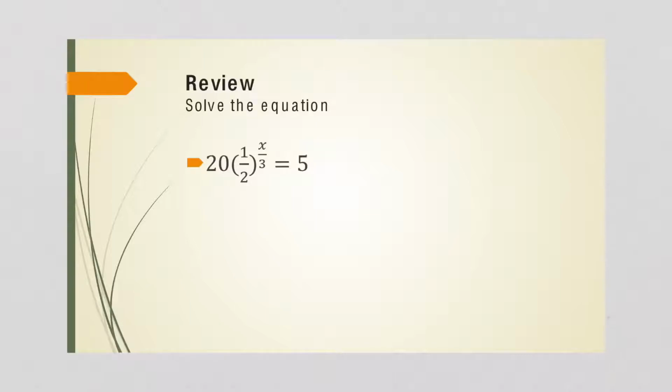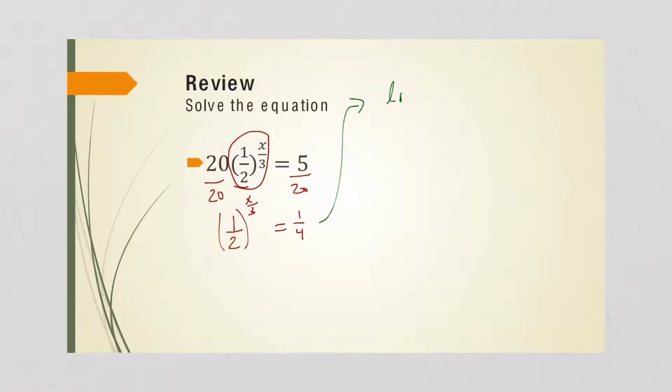Remember, first we have to get the b part, or the part raised to the exponent, by itself. So we're going to divide both sides by 20. And I end up with 1/2 to the x over 3 equals 1/4. Now, because the x is in the exponent part, I need to get it out of there. So I have to take the log of both sides, and I change it to a log. When I change this to a log, I get log base 1/2 of 1/4 equals x divided by 3.